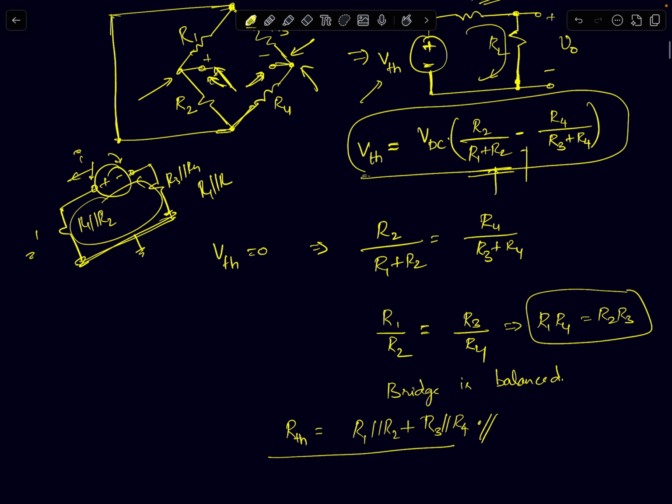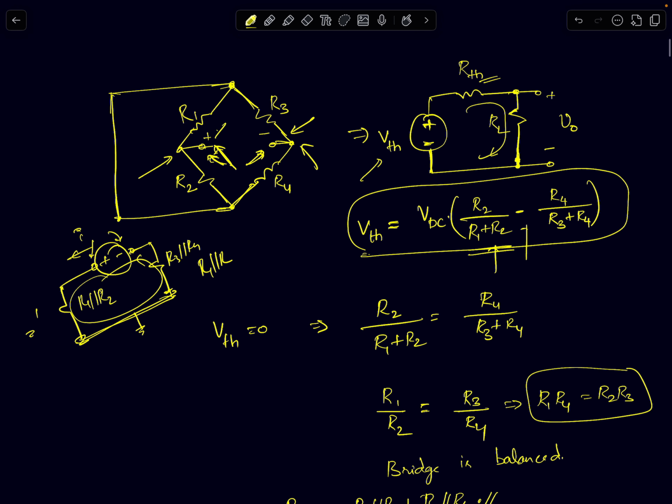If the bridge is balanced, the voltage at these two nodes will be same. The open circuit voltage at these two nodes will be same, or the Thevenin voltage will be 0. Equating that, we can arrive at this condition. The ratio of the two resistors in the bridge in each arm, R1 by R2, should be equal to R3 by R4. Then we say the bridge is balanced.